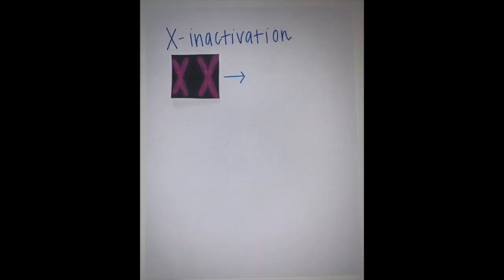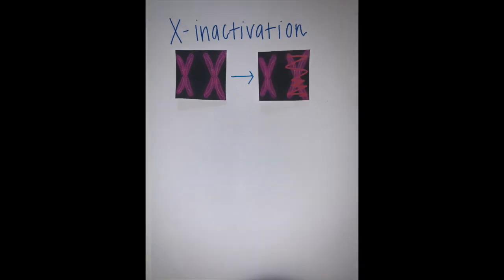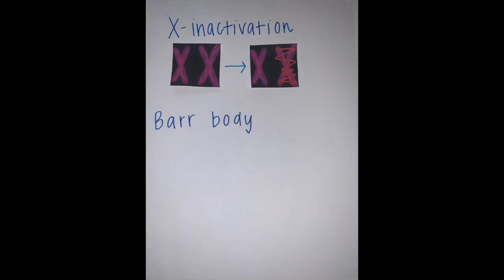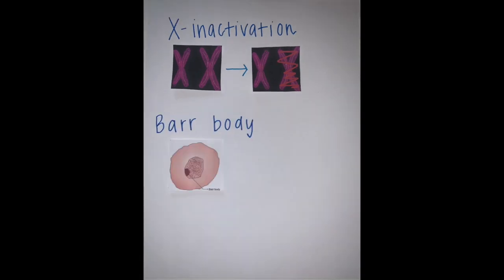X inactivation is when inactivation occurs randomly for one of the two X chromosomes in female cells during some point of development. The inactivated X chromosome is what is known as a bar body and can be found at the rim of the nucleus in female somatic cells.